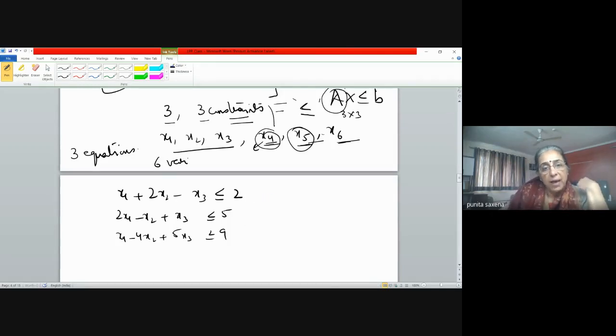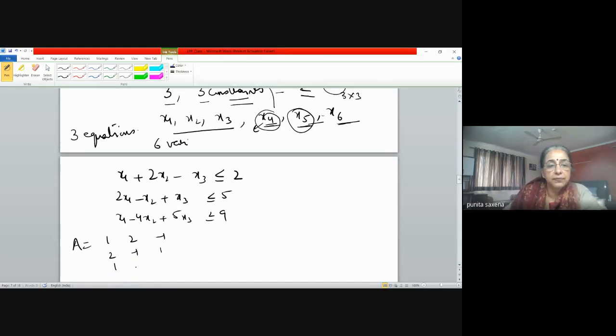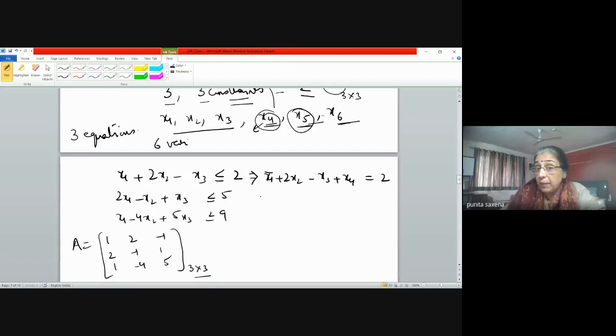Now to convert, अब इस केस में तुम्हारा A क्या है? 1 2 minus 1, 2 minus 1 1, and 1 minus 4 and 5, यही है ना? This is your A right now. What is the order here? 3 cross 3, right? But since they were all inequalities, तो इसका मतलब हमको इसमें x4 ऐड करना पड़ेगा, ठीक है? इसको हम कैसे चेंज करेंगे फिर? x1 plus 2x2 minus x3 plus x4 equal to 2. I'm now converting my inequalities into equalities. What will be the second one? 2x1 minus x2 plus x3 plus x5 equal to 5. Then x1 minus 4x2 plus 5x3 plus x6 equal to 9.